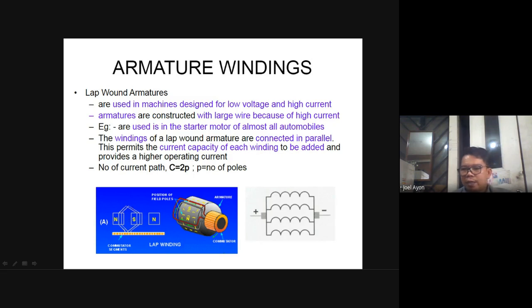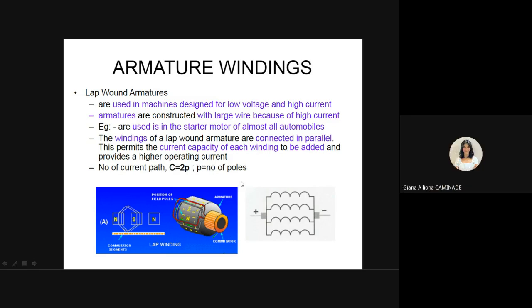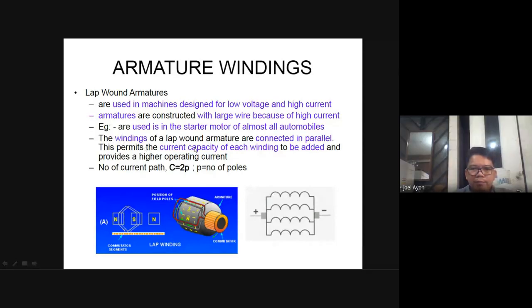Okay? You still okay, class? Questions so far? Yes po, sir. Clarifications? Sige. So, the windings of a lap-wound armature are connected in parallel. Okay? They are just connected in parallel. Then this permits the current capacity of each winding to be added and provides a higher operating current.